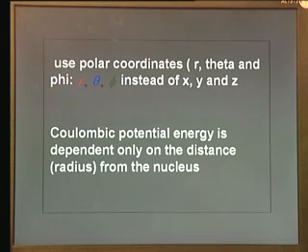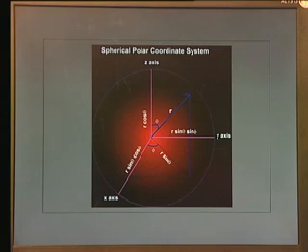Remember, this kind of separation is possible because the Coulombic potential energy is dependent only on the distance from the nucleus, the radius. This is not a sphere, but anyway, you will see in a minute in an animation the actual sphere.